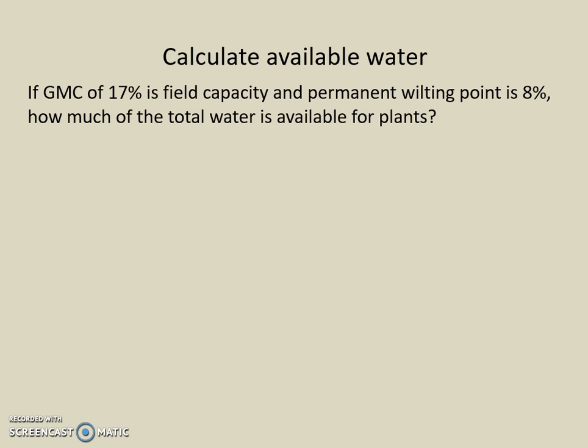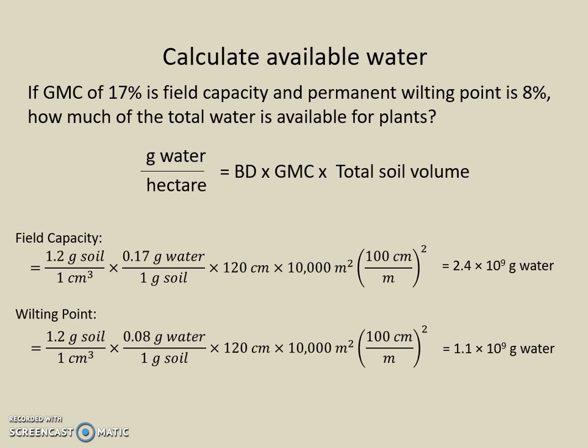To answer this question, we make the same calculation for both field capacity and wilting point, and the difference between them is available water. So, of the 2.4 billion grams of water stored in the soil, 1.3 billion grams is available for plants per hectare to a depth of 1.2 meters, which equals 1.3 million kilos. Since a kilo of water is 1 liter, this soil has 1.3 million liters of available water.